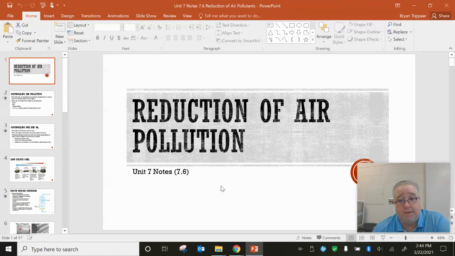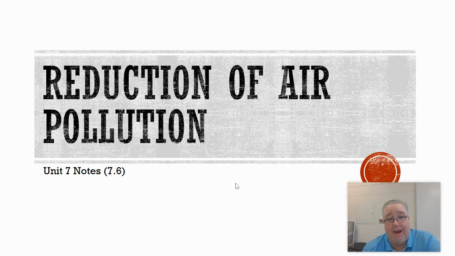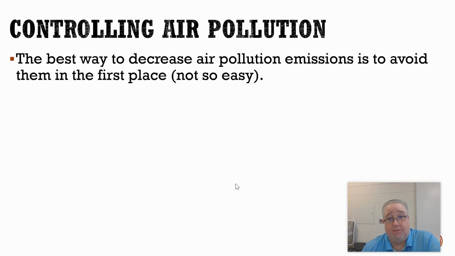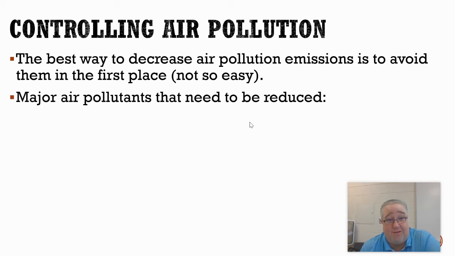All right, guys, this is Unit 7, Topic 7.6, which is on the reduction of air pollution. So, we're going to talk today a little bit about how we can decrease some of these air pollutants that we've talked about. We've briefly talked about a couple of different things, but really the best way to decrease air pollution is to just avoid using certain things in the first place, which really isn't so easy.